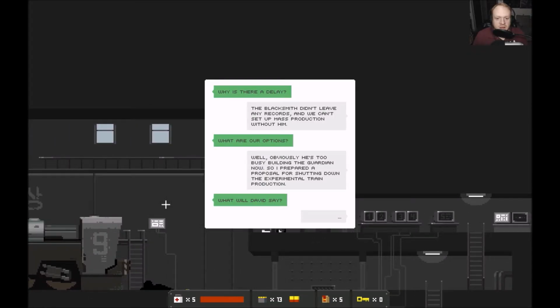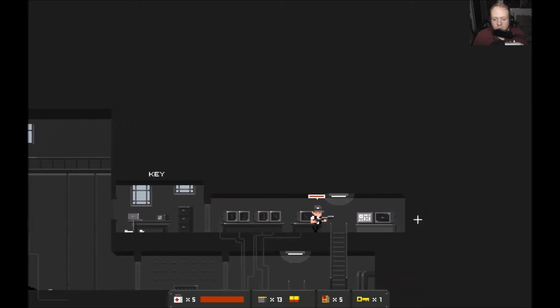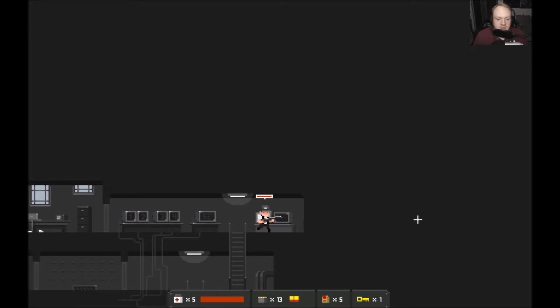Why is there a delay? The blacksmith didn't leave any records, and we can't set up mass production without him. What are our options? Well, obviously, he's too busy building the Guardian now, so I prepared a proposal for shutting down the experimental train production. What will David say? Question mark, question mark, question mark. What will he say indeed?